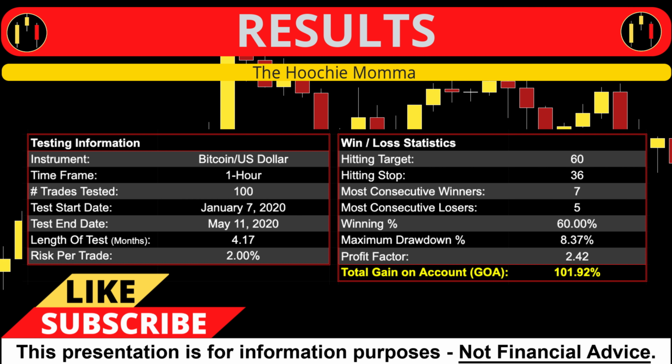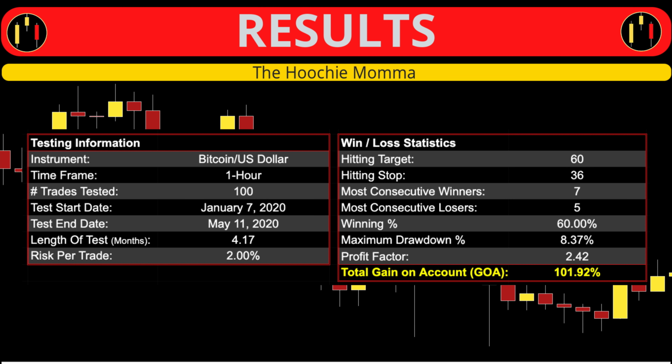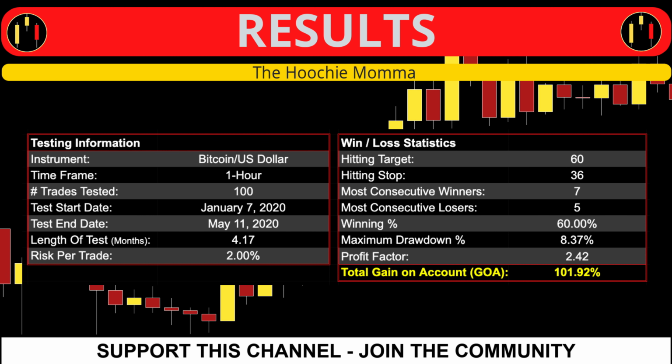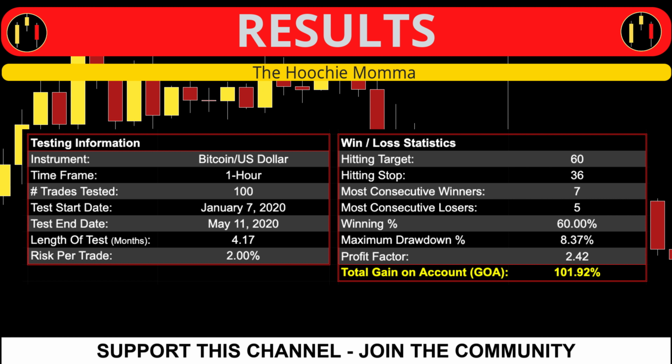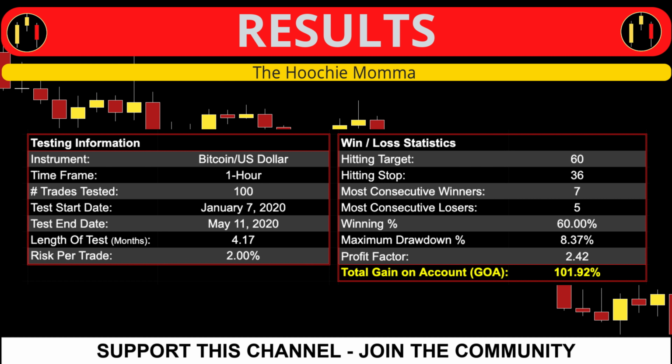Remember, this is just 100 tests on one instrument. If you are thinking of using this system, please do extensive back and forward testing and be sure to let our community know what you discover.